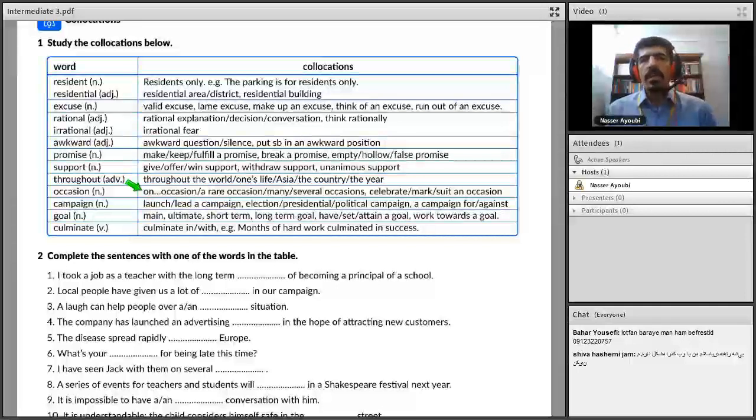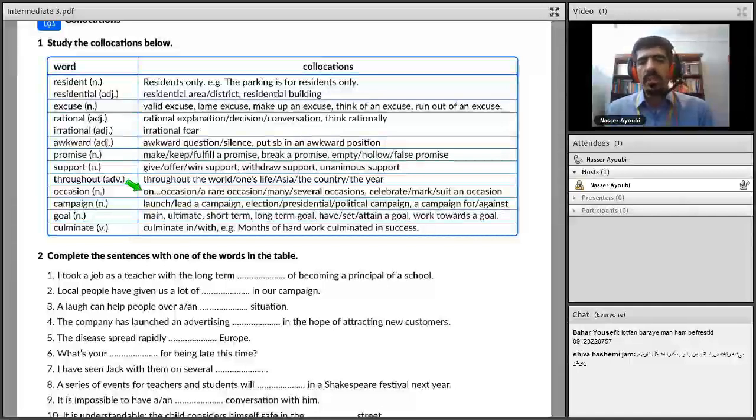For example, you are looking for an apartment to buy or rent, and you refer to real estate agents, and when they show you an apartment, they say, this is a rare occasion, you cannot find a better apartment with the money you have. So they try to persuade you to rent it. Okay, so a rare occasion. Next one is many or several occasions.